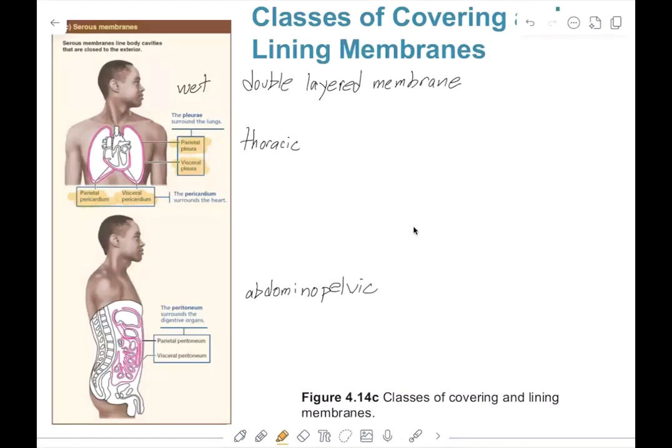that. For the abdominopelvic cavity, within that, we have the peritoneum surrounding the digestive organs. So there would be the visceral peritoneum directly touching these organs, like the liver that you can see here, the various intestines here. And then superficial to that would be the parietal peritoneum.